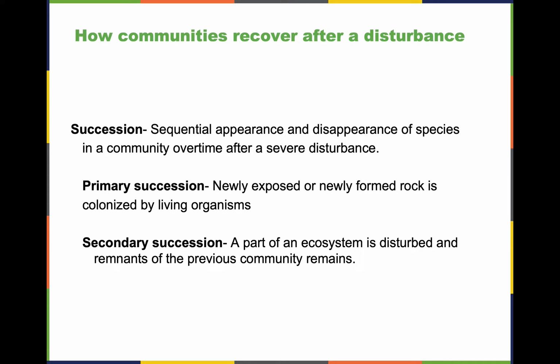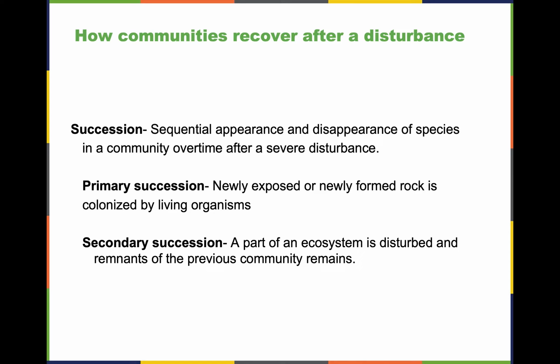So communities either are formed from scratch over long periods of time, or sometimes communities that already exist can suffer a disturbance, a real disaster, but they can come back from it and form the community again. And this process is called succession. Succession is the sequential appearance and disappearance of species in a community over time.